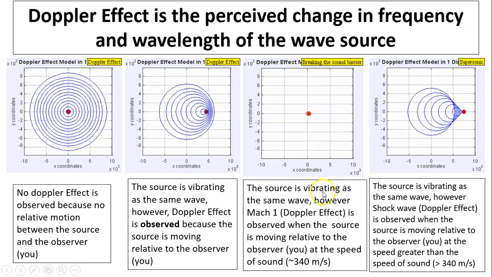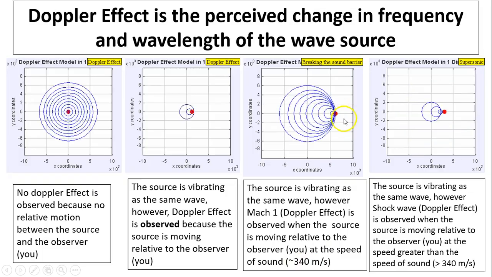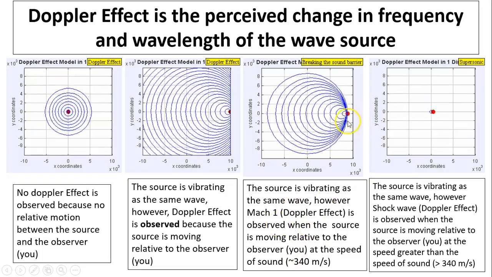If the source is moving at the speed of sound in air, which is about 340 meters per second, this is called Mach 1.